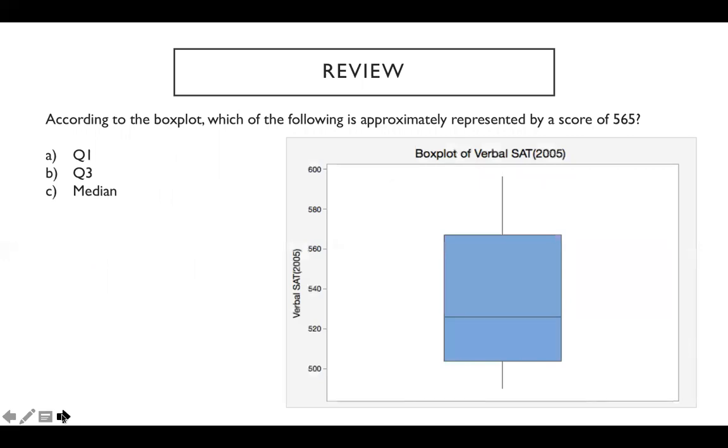All right, so according to the box plot, which of the following is approximately represented by a score of 565?